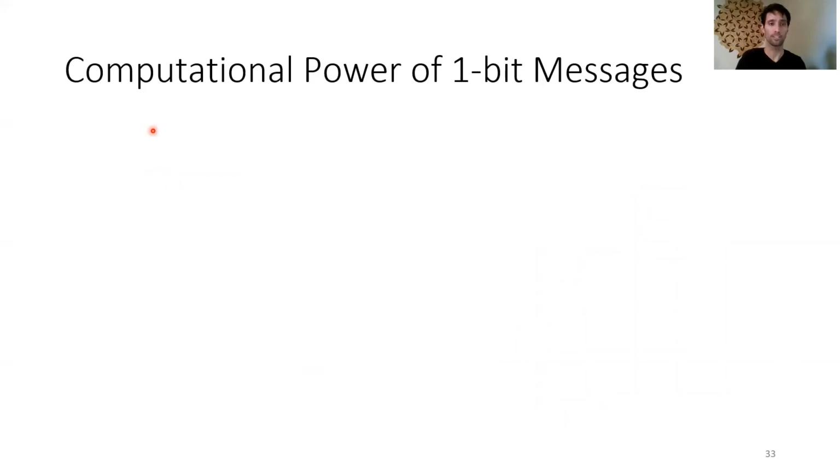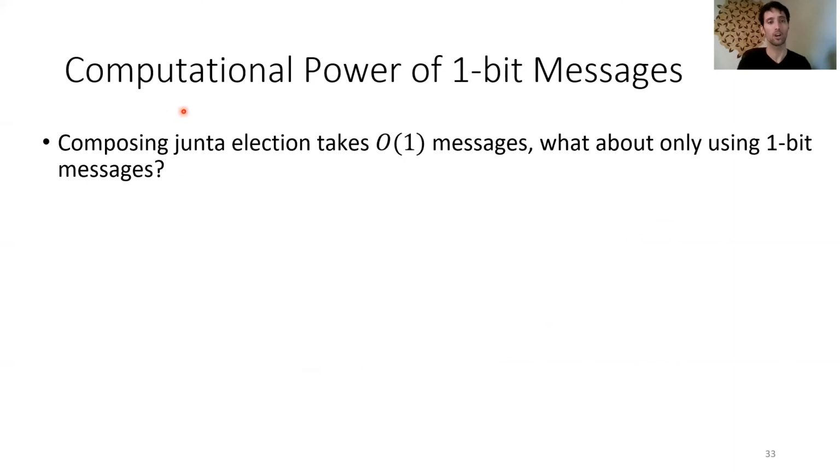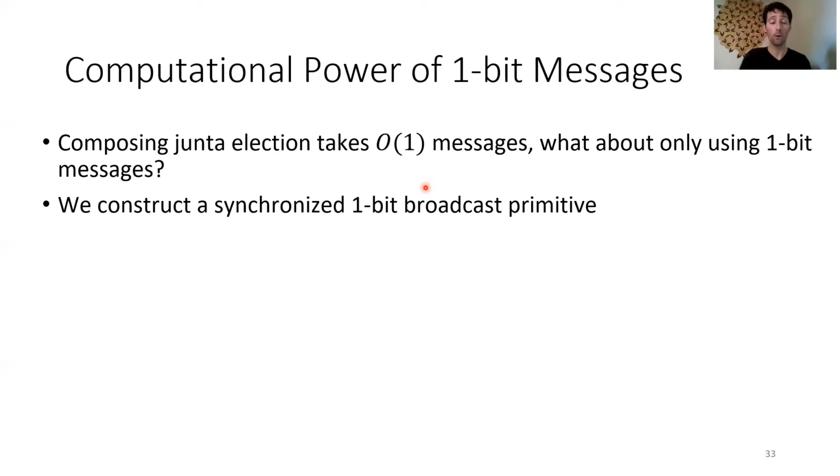Now, the final problem we consider is the computational power of 1-bit messages. So our Junta election algorithm would actually need to use a constant number of messages if we actually wanted to compose it, so to do other computations downstream. But what if instead our entire protocol could only use 1-bit messages? So this is the extreme limit of communication in the model. And what we are able to do is construct a synchronized 1-bit broadcast primitive using, again, only 1-bit messages.